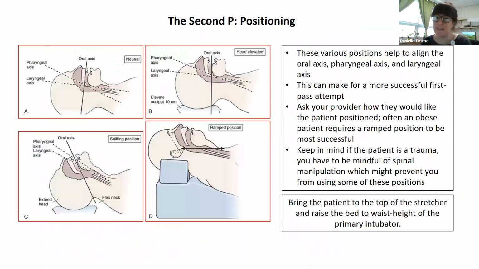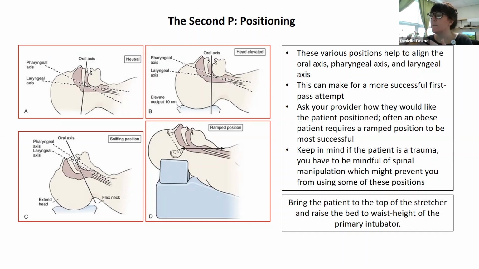Our second P is positioning. So we want to make sure that we have a couple different axes, right? We've got an oral axis, pharyngeal axis, and a laryngeal axis. And our goal when we do an intubation is to try to align these axes as much as possible to make it easy for the provider to see the airway so that they can actually place the ET tube correctly. So it makes for a more successful first pass attempt.